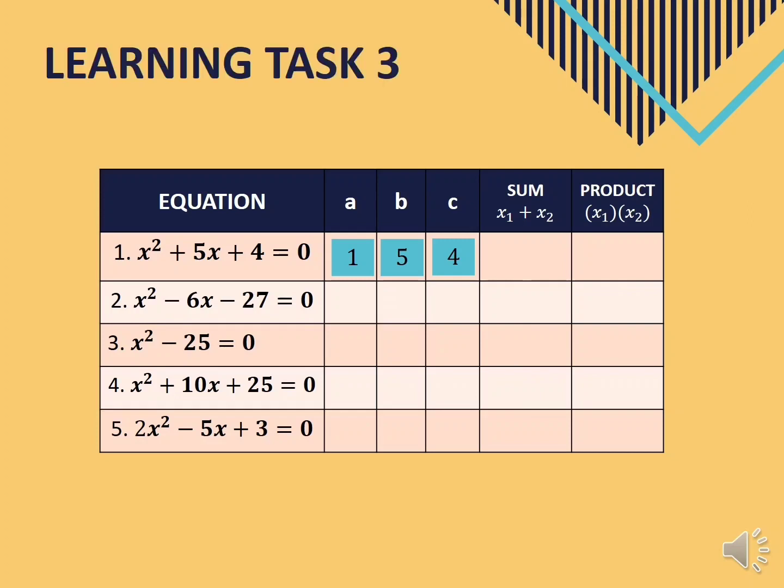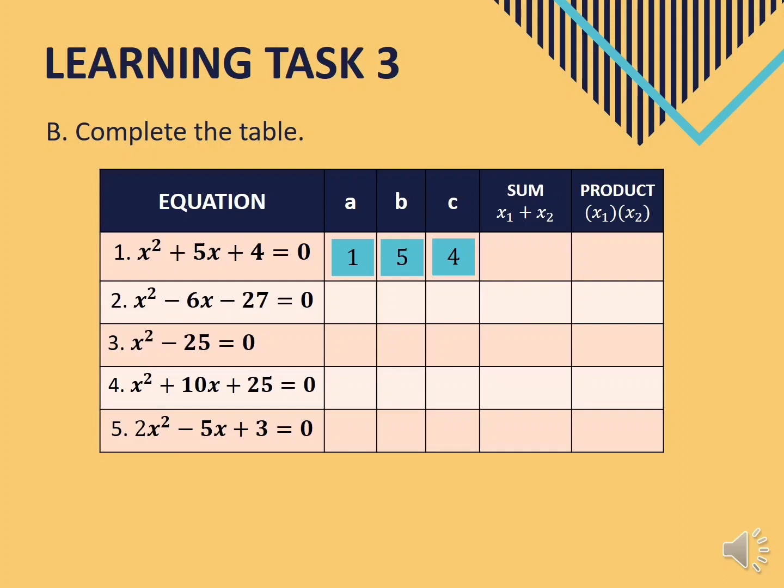And for your learning task number 3, you have to complete the table. We will remove the getting of the roots there. I will not hold you to the roots. Just find, you have there 5 equations, the values A, B, and C, the sum and the product, applying the formula in finding the sum and the product. So, it means we no longer need to get the roots. Just apply the formula in finding the sum and product of the roots.